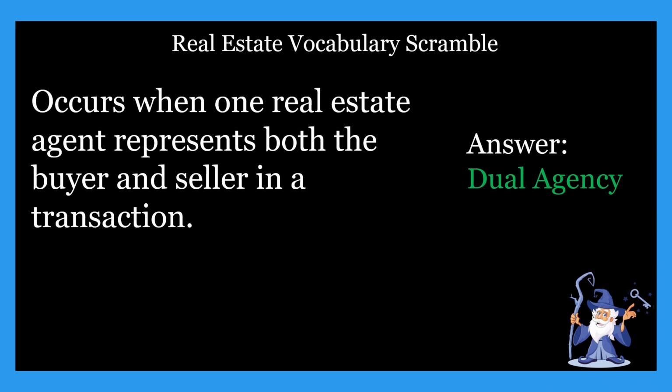Dual agency. Dual agency occurs when one real estate agent represents both the buyer and the seller in the transaction. A dual agent cannot disclose confidential information to either party and must be neutral towards both parties. In most states where dual agency is legal, written consent is almost always required. It's also worth noting, in some states, dual agency refers to two agents working for the same company, each representing a buyer and seller, sometimes referred to as a designated agency.